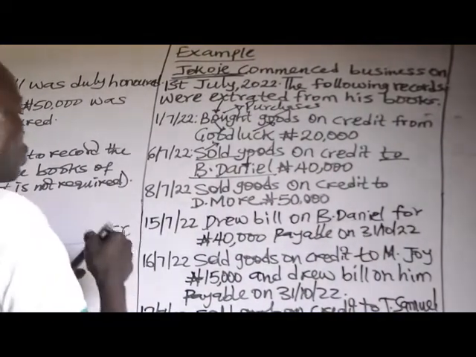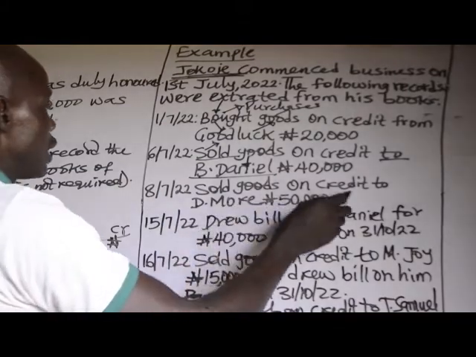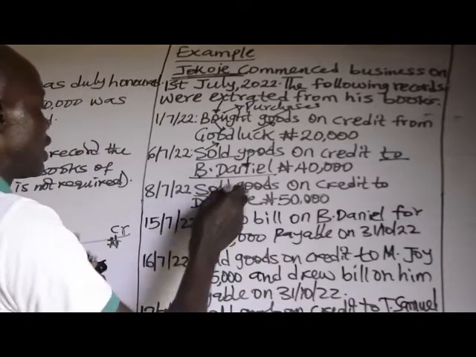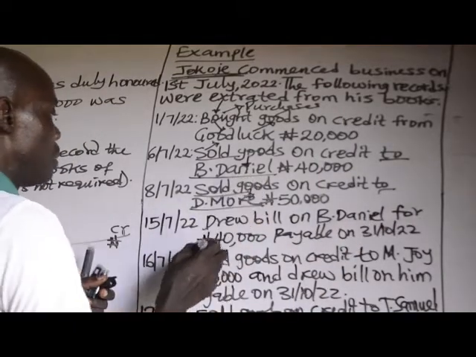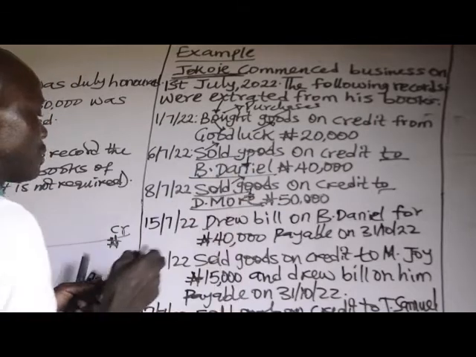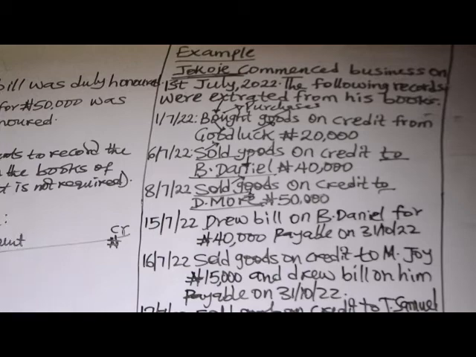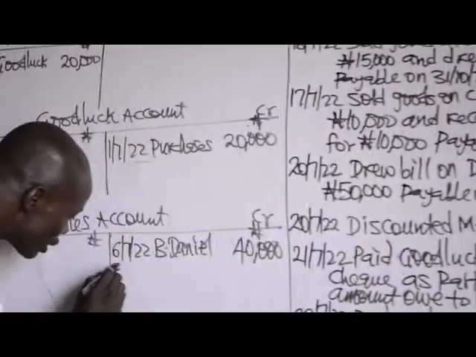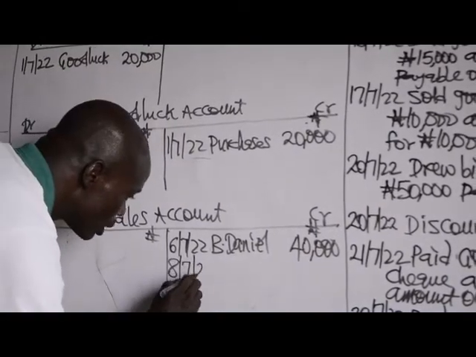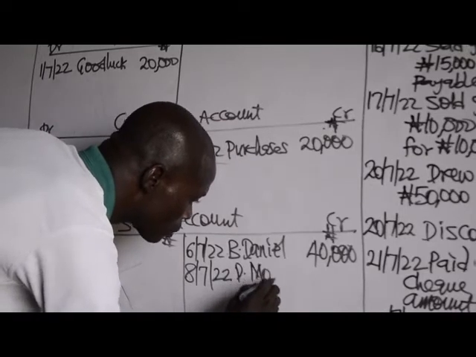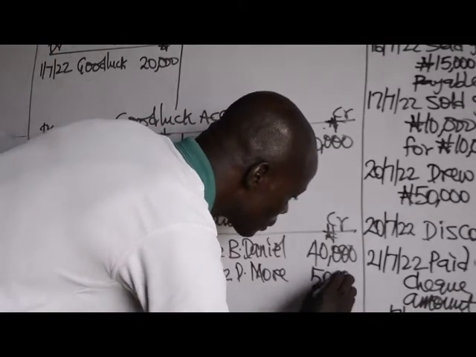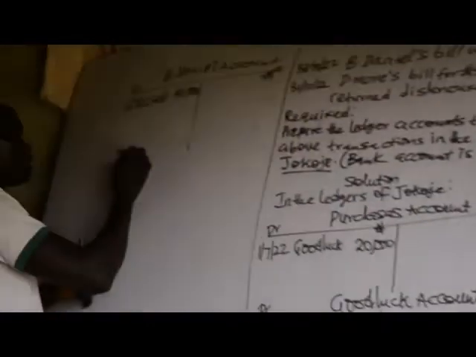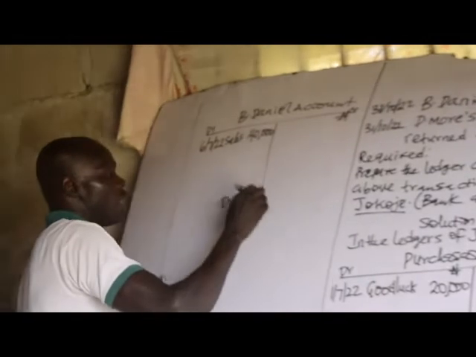Now, back to the question. On the 8th of July 2022, we sold goods on credit to D. Moore. It involves the sales account and D. Moore account. D. Moore is the receiver, since the goods were sold to him, so we debit D. Moore account and credit sales account. Sales is the giver. The date is 8th of July. Sales account, 8th of July 2022. The amount involved is 50,000 naira. We open an account for D. Moore.